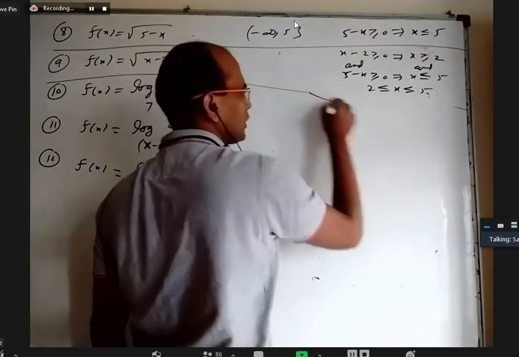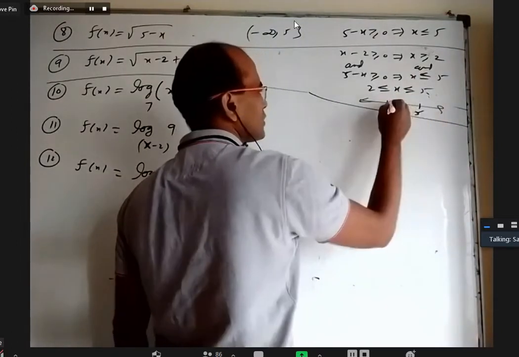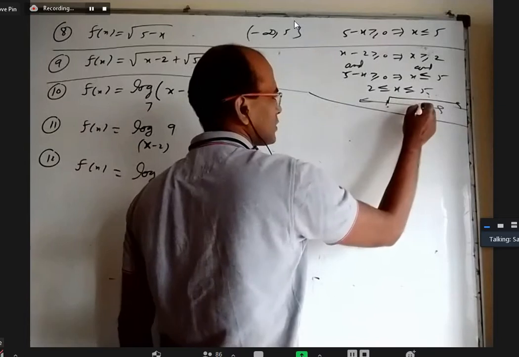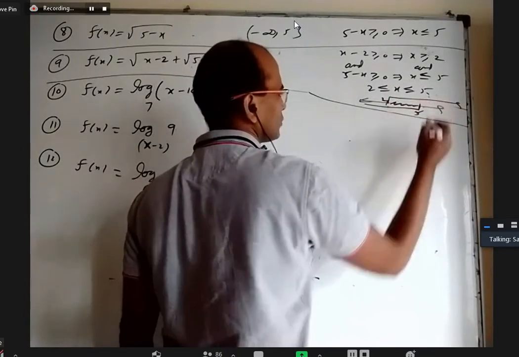Even if we take a number line, 2 and 5, the first one says everything after 2, and the second one says everything below 5. We have to take their intersection.